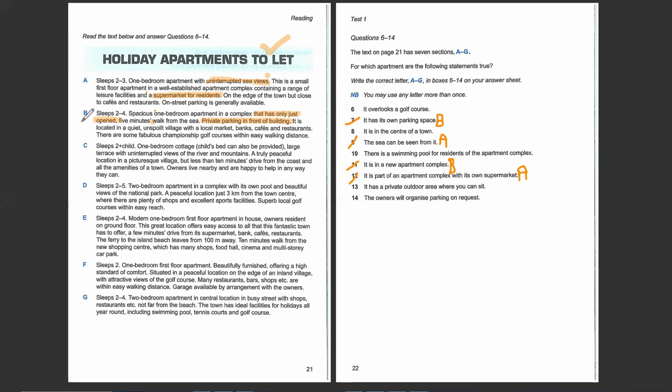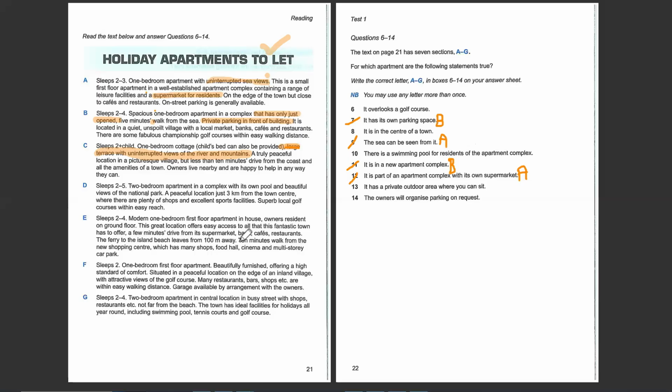Let's go with C. C paragraph sleeps 2 plus 1 child, 2 adults and 1 child, 1 bedroom cottage, large terrace with uninterrupted views of the mountains. Okay, so let's go with large terrace with uninterrupted views of the rivers and mountains. Okay, a truly peaceful location in a picturesque village, which means a good looking village, but less than 10 minutes drive from the coast and all the amenities of the town. Owners live nearby and are happy to help in any way. So there is only one match for C.